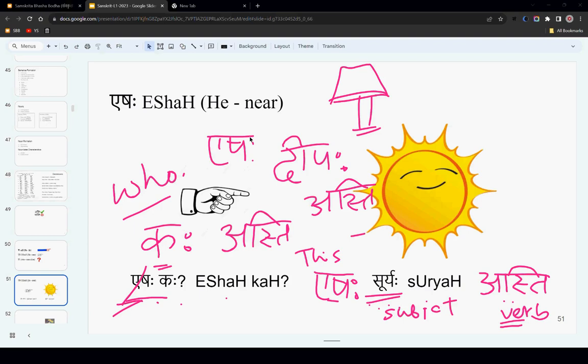Lamp is sitting there. Esha you can add as a qualifier. Just think that you are pointing or standing near it and you want to tell somebody that this is a lamp. So we use a sentence like Eshaha Deepa Asti, or Asti can be omitted, or you can also say Eshaha Deepa.